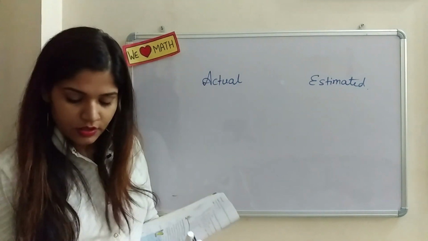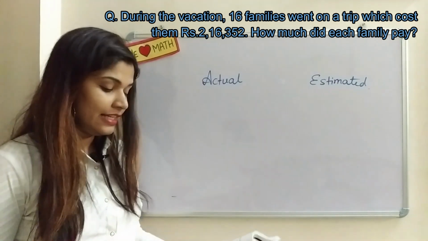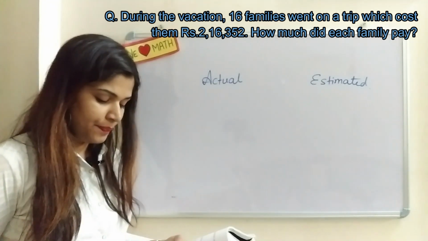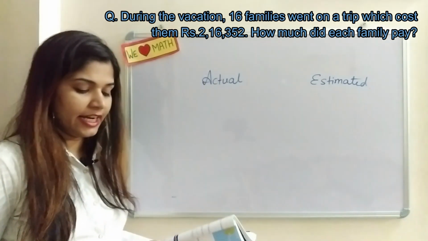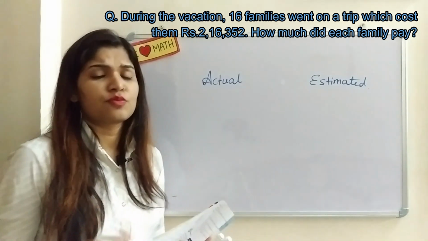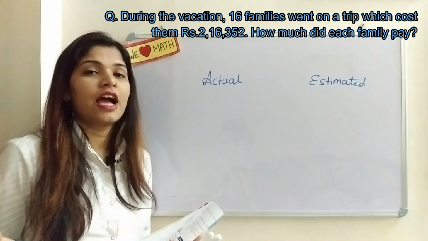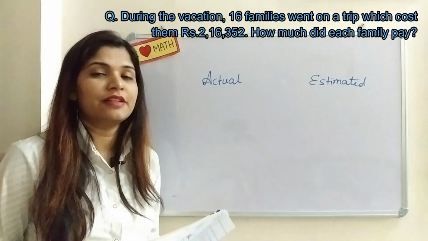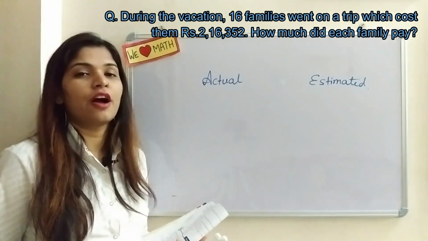Okay, so the last question is, during the vacations 16 families went on a trip which cost them rupees 2,16,352. How much did each family pay? Like a small example, like you have done a party and you have 5 friends and you have totally spent rupees 100 in that party. So how much money does each friend have to pay? Yes, you have to pay rupees 20.